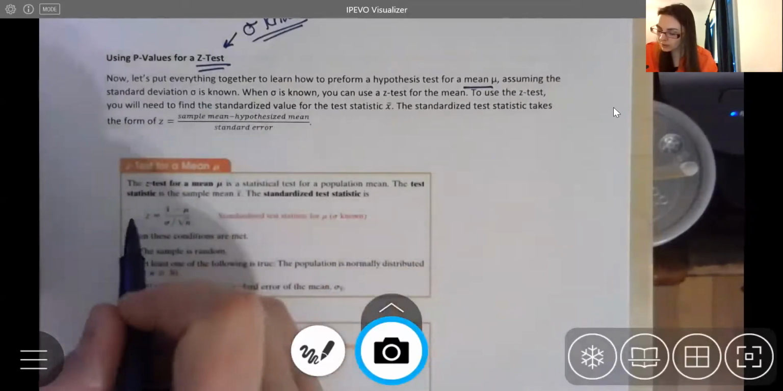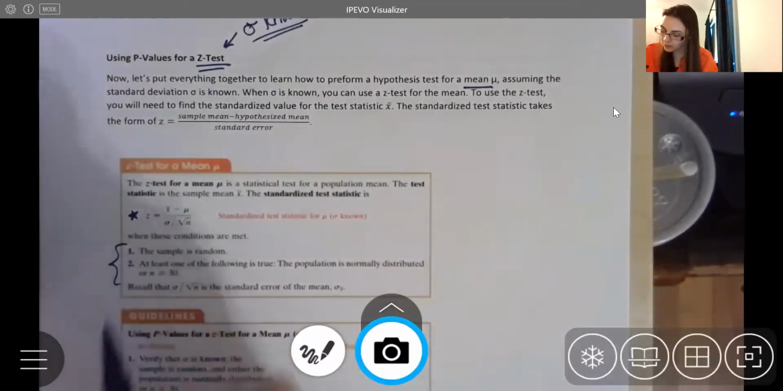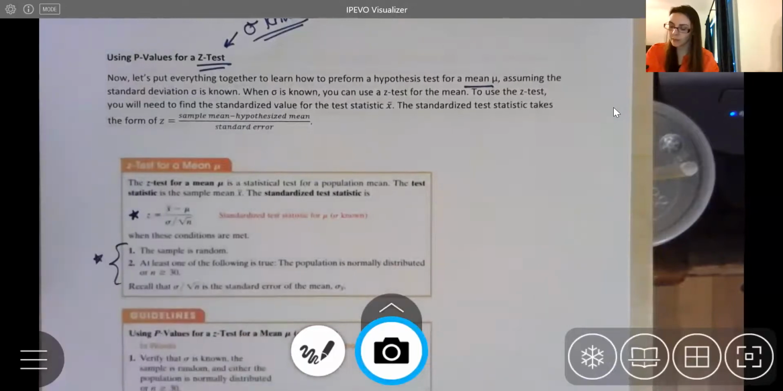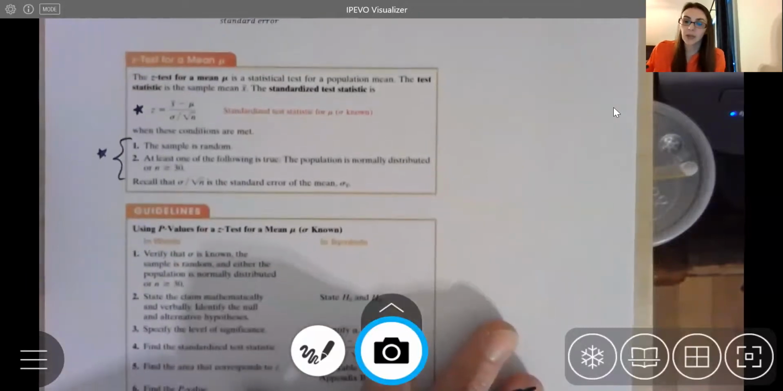So your formula for that test statistic is going to be this one right here. You do need to make sure, just like the central limit theorem, that you fulfill these requirements. So your sample is random, of course, and either the population is normal or your sample size is at least 30. So you have that same restriction before you can start hypothesis testing for means here.